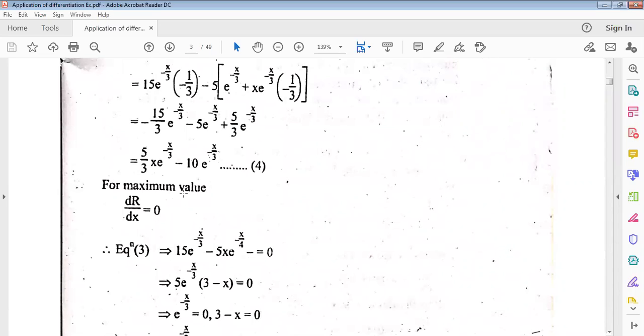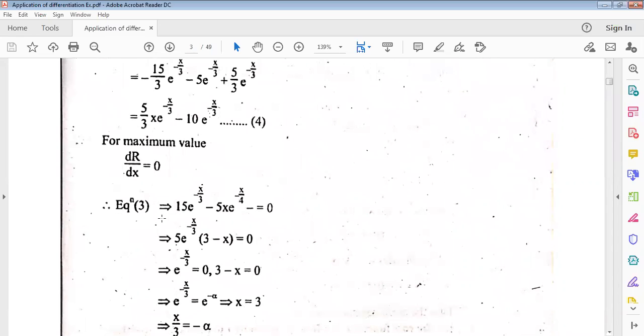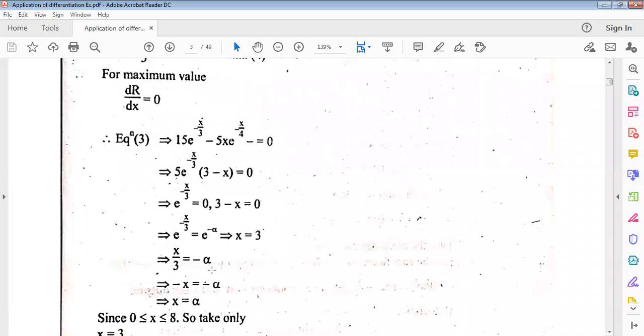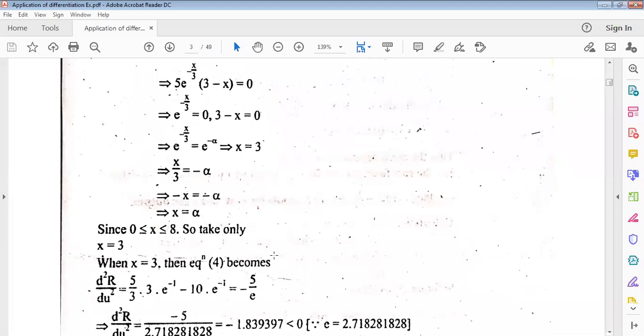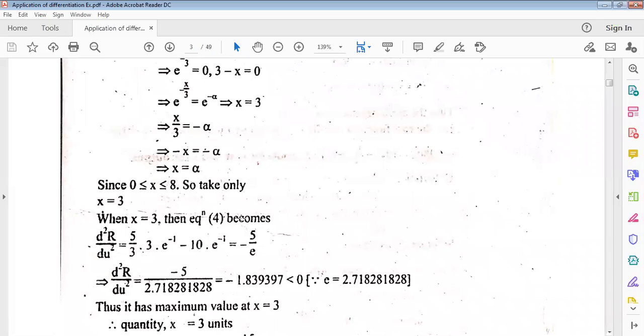This is the condition of maximum and minimum function, which we have already known. Now from equation 3, just putting dR/dx equals 0. Now solving, we get x equals 3. But since x lies between 0 and 8, you cannot take this alpha, e to the power alpha. Now putting x equals 3, equation number 4 becomes negative. Negative means what, the revenue is maximum.